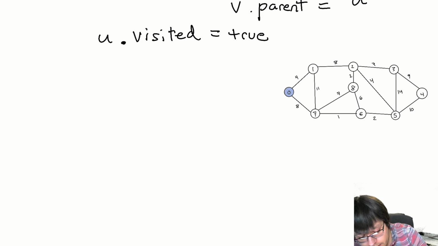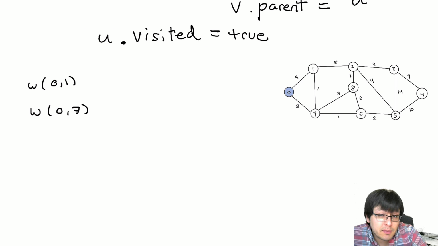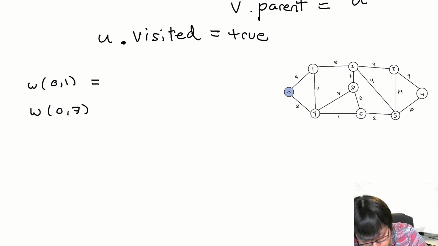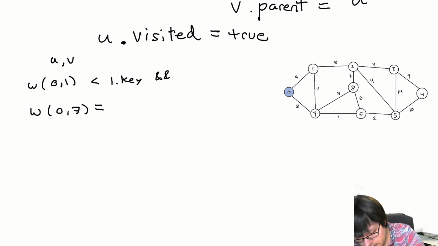Okay, so we're looking at 0. I'm not going to do this whole weight thing for every single one because it would take forever, but I will do it for a couple in the beginning, just to make sure you get the syntax, because I do want to see some kind of work like this on a test. We're starting with 0, so our U is 0 and our V are going to be 1 and 7. We're analyzing whether 1.key is less than that value, and 1.visited is not equal to true.